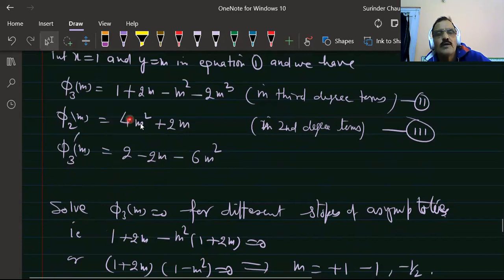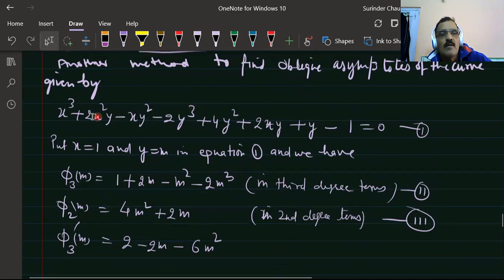Put it into simplification. In the third degree term, put x is 1 and y is equal to m. In the second degree term, put x is 1, y is equal to m. And in the first degree term, put x equal to 1, y equal to m. So phi 1 of m will be m, and phi 0 of m is equal to 0.